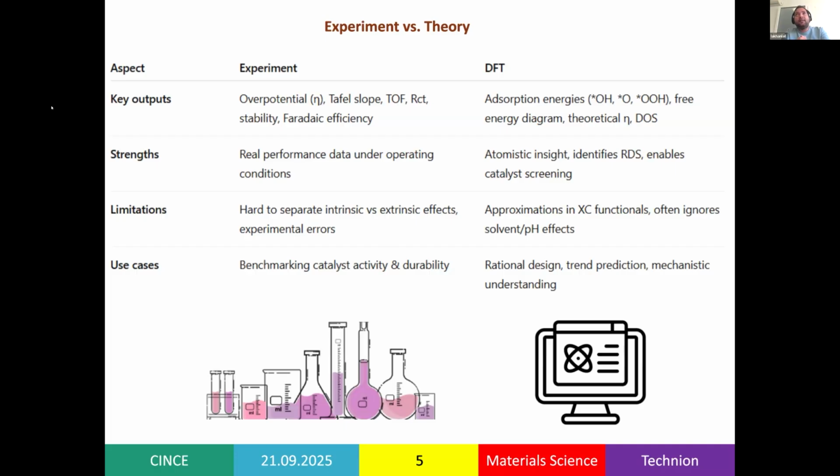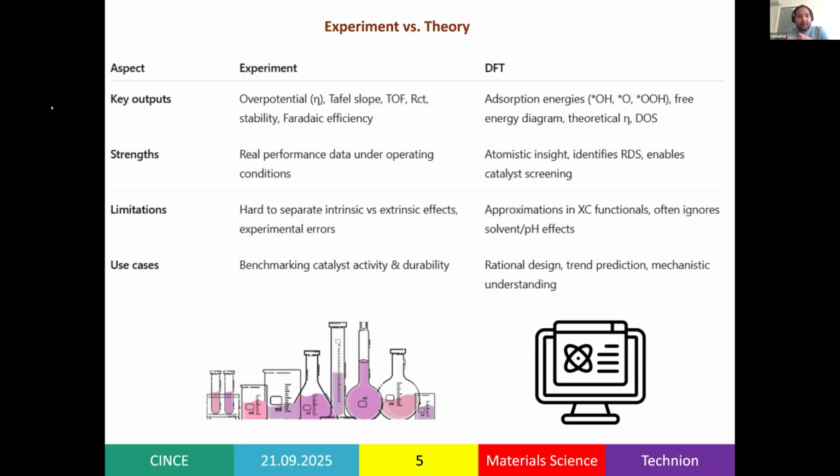So how to screen those materials? That catalyst is the key. If you are having very efficient electrocatalyst, you can produce more hydrogen at the same energy. So your process will be more efficient if you are having better catalyst. And how to design it? So you have experiment and you have theory.